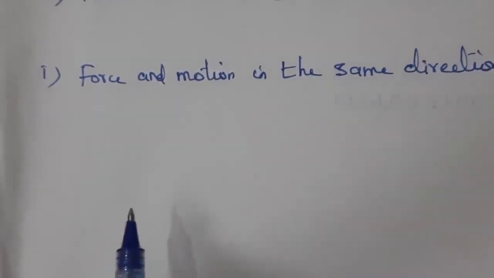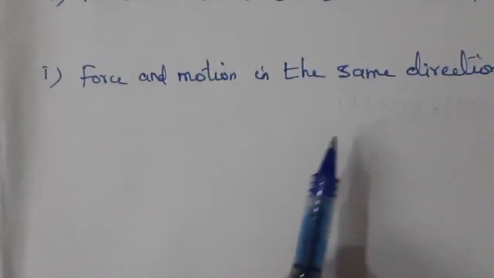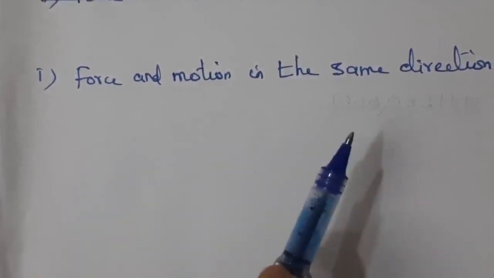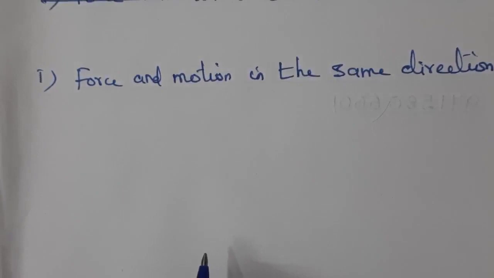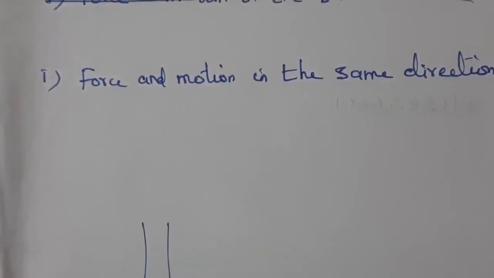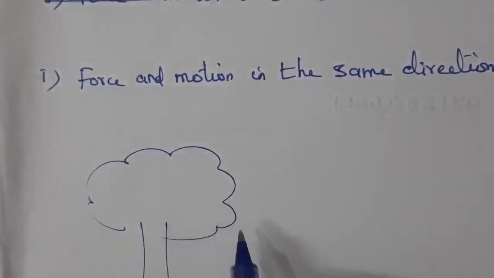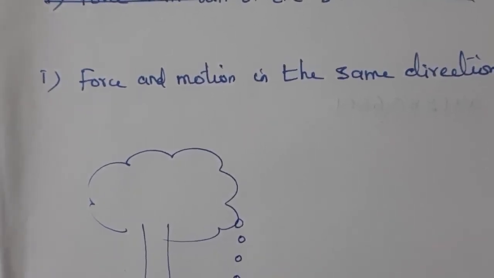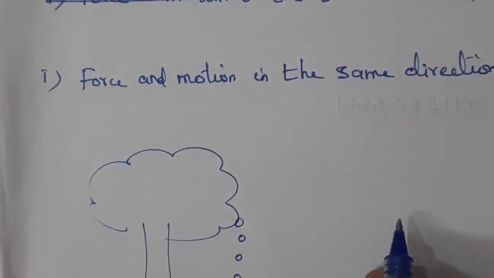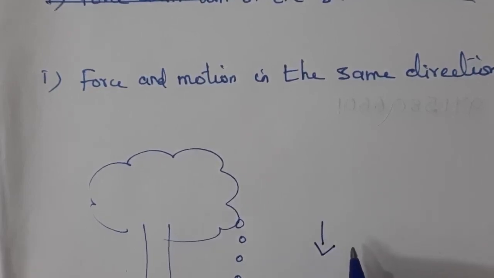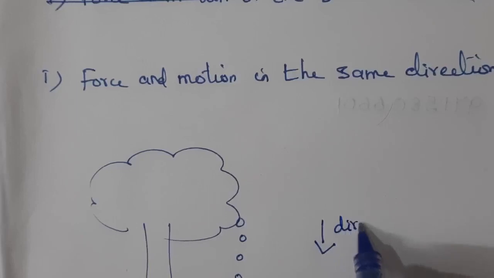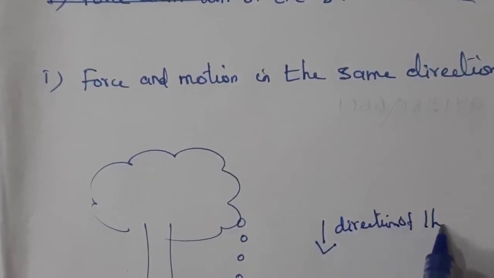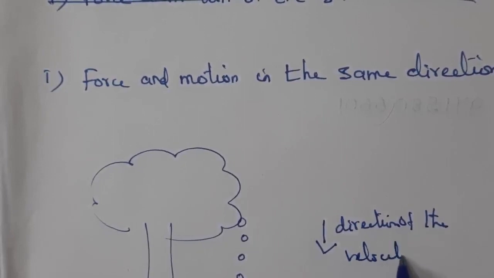Case 1: force and motion in the same direction. Consider an apple falling from the tree. So this is the tree, and an apple falling towards the earth. Here, the direction of the motion of the apple is downward. That is, this is the direction of the velocity of the apple.